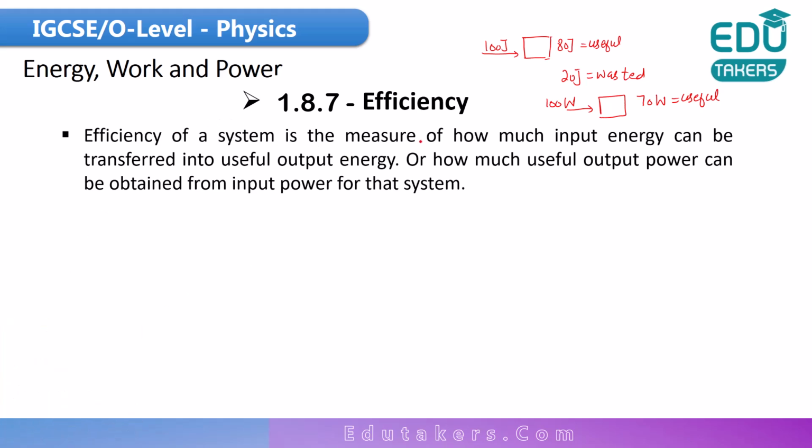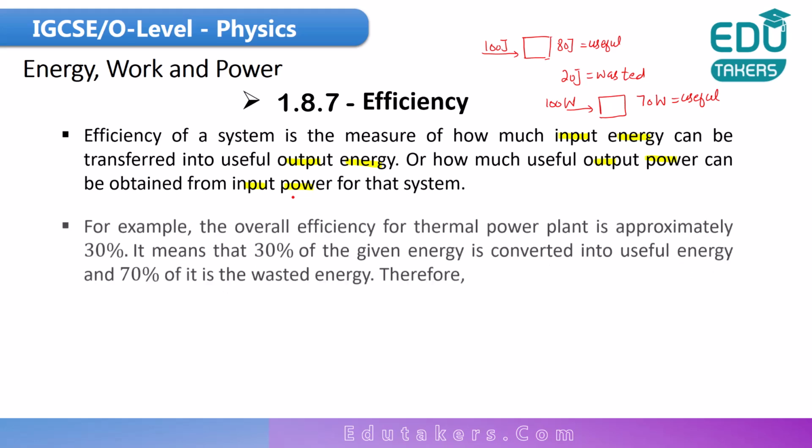You can also see from here, efficiency of a system is the measure of how much input energy can be transferred into useful output energy, or how much useful output power can be obtained from the input power for a system. So I can simply say that the efficiency basically tells us how much input energy can be converted into the useful output energy, or how much useful output power can be obtained from the input power.